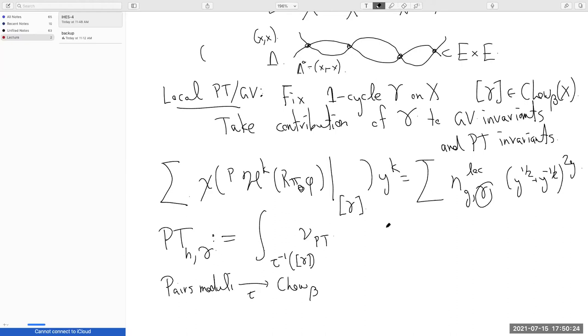And so then again, you can ask for a local version now of this relationship between these two sets of invariants. Before I had this exponential. What that would correspond to in this case is that if I'm interested in the pairs invariant for a given gamma, I should look at not just gamma, but also all the effective subcycles of gamma.